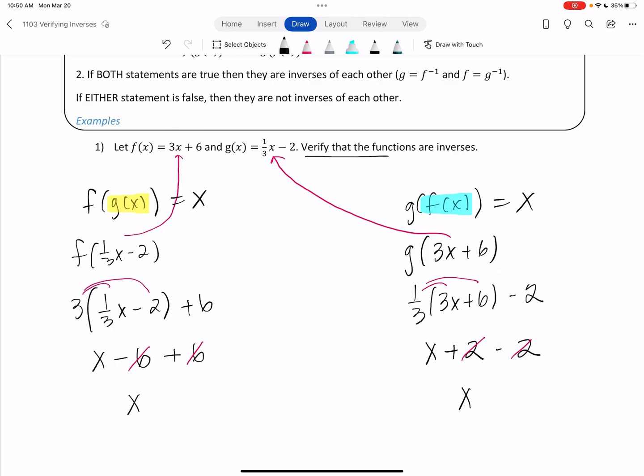Because when I computed f of g of x and g of f of x, I got x in both cases, I say yes, they are inverses. If you're thinking about this in your head, f says multiply by 3 and add 6. The opposite of that would be to subtract 6 and divide by 3. Subtracting 6 and dividing by 3 is equivalent to this 1/3 x minus 2.